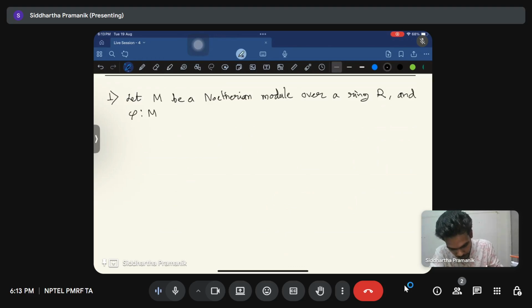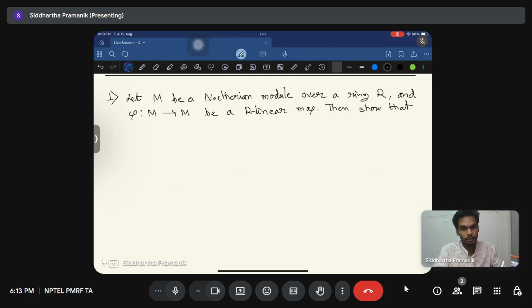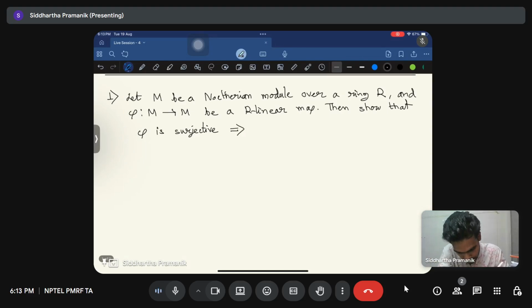phi from M to itself be an R linear map, means it is an R module homomorphism. Then if phi is surjective, then phi will be automatically injective. So that means phi will be an isomorphism, means it is an R module isomorphism.